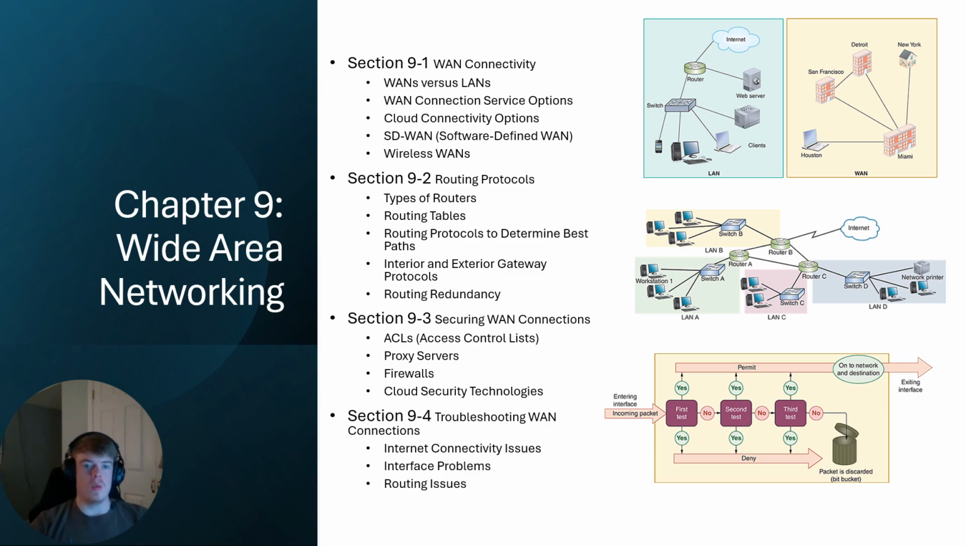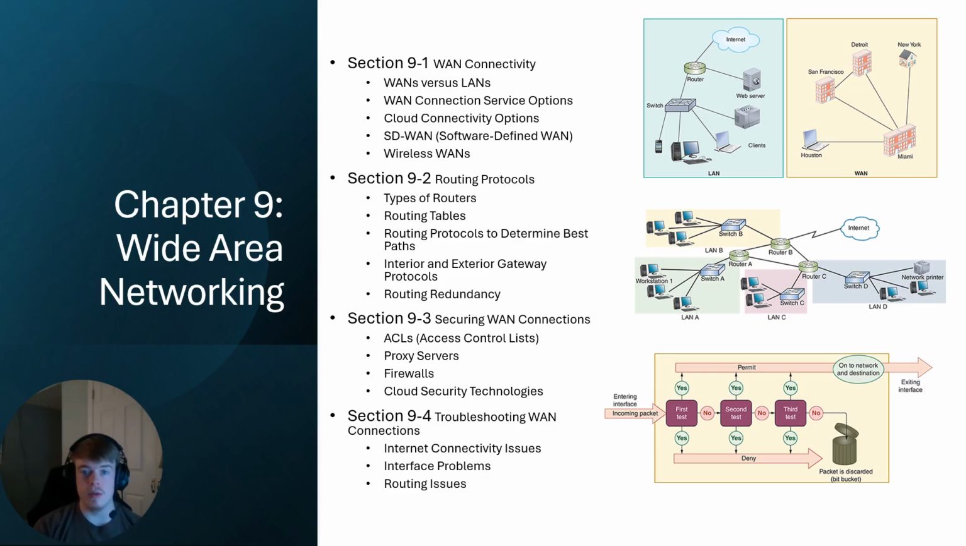In Chapter 9, Wide Area Networking talks about WANs. Section 1 is about WAN connectivity, and describes the difference between a WAN and a LAN. It covers WAN connection service options, and there are many different ways, like cellular or fiber. It covers cloud connectivity options within WANs. Software defined WANs are also discussed, and wireless WANs.